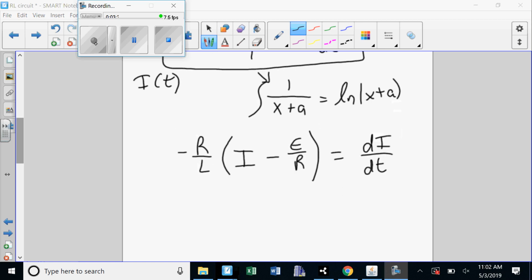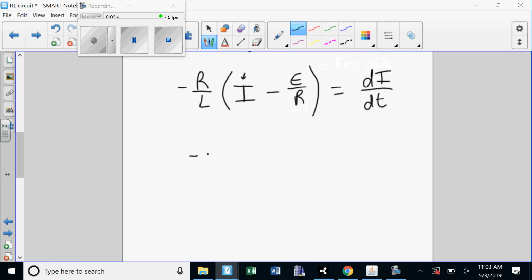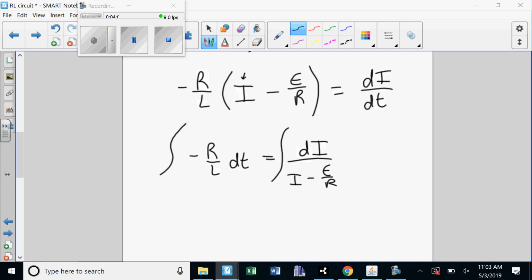Okay, so now I need to attach each variable to the correct small factor, and the only variable that I have is right here, the current. So I'm going to have to get this whole term, I minus epsilon over R, over with di, and I'm going to also multiply both sides by dt. So minus R over L dt is equal to di over I minus epsilon over R. And I'm ready to integrate because each variable is attached to the correct small factor. Time is easy.